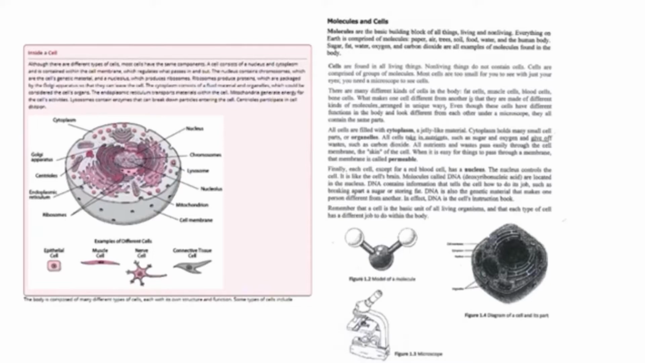The nucleus controls the cell. It is like the cell's brain. Molecules called DNA, deoxyribonucleic acid, are located in the nucleus. DNA contains information that tells the cell how to do its job, such as breaking apart a sugar or storing fat. DNA is also the genetic material that makes one person different from another. In fact, DNA is the cell's construction book. Remember that the cell is the basic unit of all living organisms, and that each type of cell has a different job to do within the body.